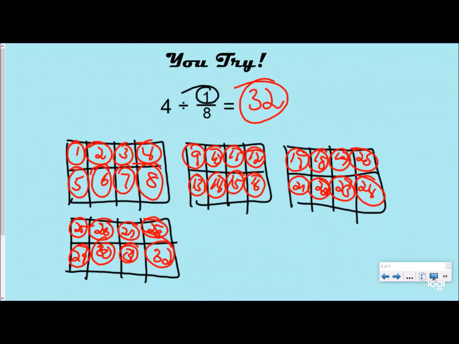So that's what you're doing when you conceptually draw this out using area models.